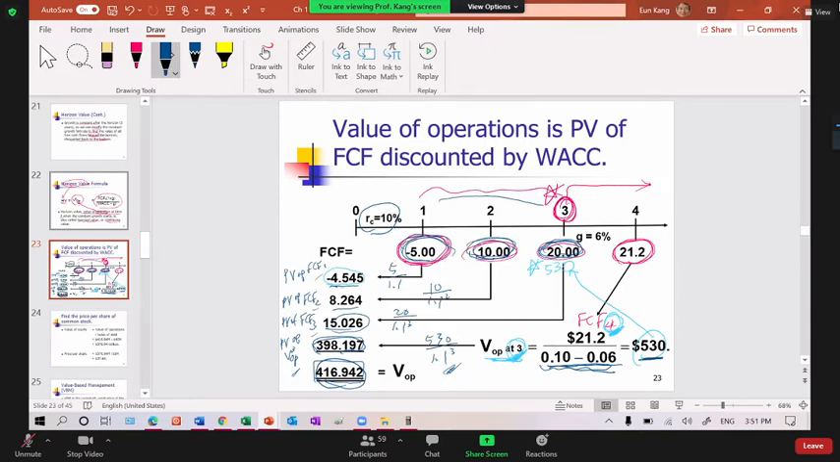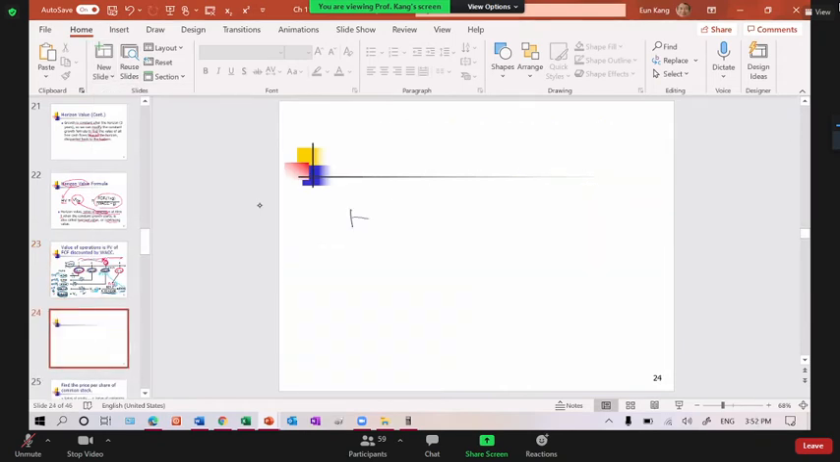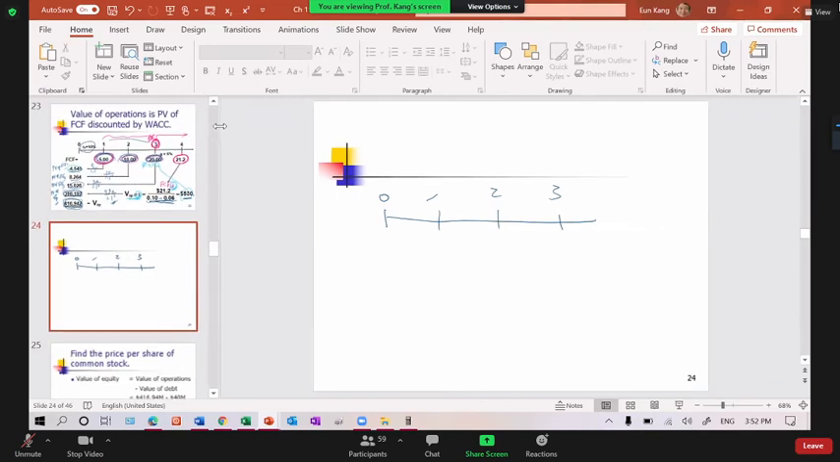Then once you know that, when it comes to solving the problem, it will be easier if you write down only the relevant numbers like this. Let me see the numbers more clearly. So -5, 10, 20, and 530, like this, right? So this is nothing more than uneven cash flow, right? And the discount rate is 10%, WACC is 10, right?